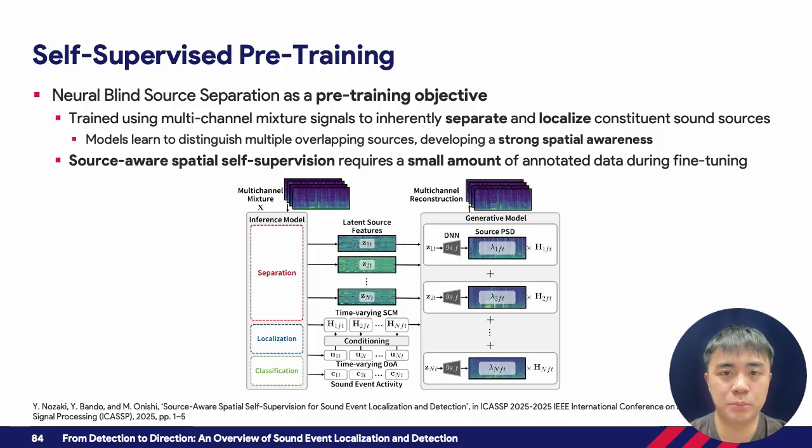Now, another powerful self-supervised method uses neural blind source separation as its pre-training objective. Here, the model is given only multi-channel mixture signals and is tasked with separating them back into their constituent sources. In order to successfully unmix these sounds, the model must explicitly learn the spatial properties of the scene to distinguish one source from another. And this process forces the model to develop a strong inherent spatial awareness. This learned awareness can then be transferred and fine-tuned for the SELD task, again, requiring very little annotated data.